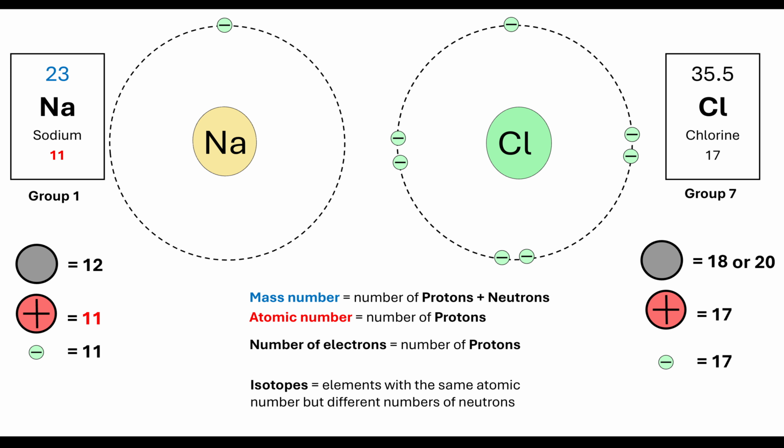Now, what we would do when we're looking at isotopes is bring that together and divide it by the percentage that is present. And that's why we get a number which is 35.5.